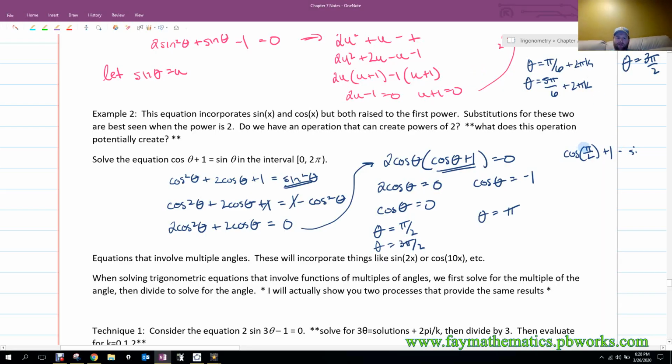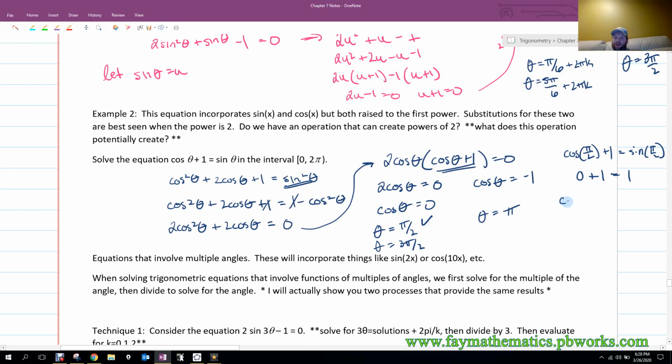So cosine pi over 2 plus 1, does that equal the sine of pi over 2? Well, cosine of pi over 2 is 0, plus 1, does that equal sine of pi over 2? Sine of pi over 2 is 1. Is that true? Yes, it is. So pi over 2 is a solution.